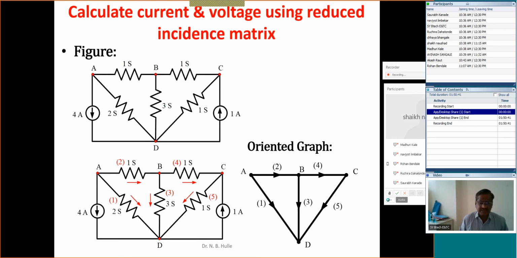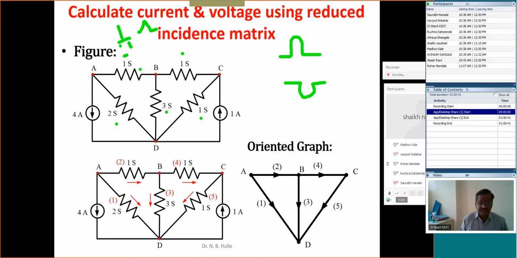What is S? S is nothing but Siemens. Ohm is the unit for impedance, and mho is the unit for admittance. These given values are the admittances. Sometimes impedances may be given, sometimes admittances may be given. If the impedance is given, we have to find its reciprocal. Suppose the impedance given is 1 ohm, then 1 upon 1 will be 1 mho.